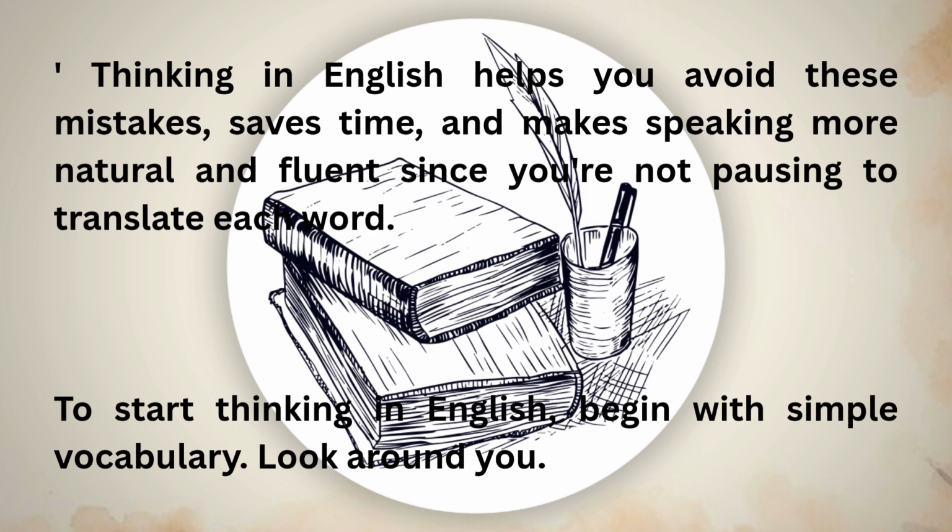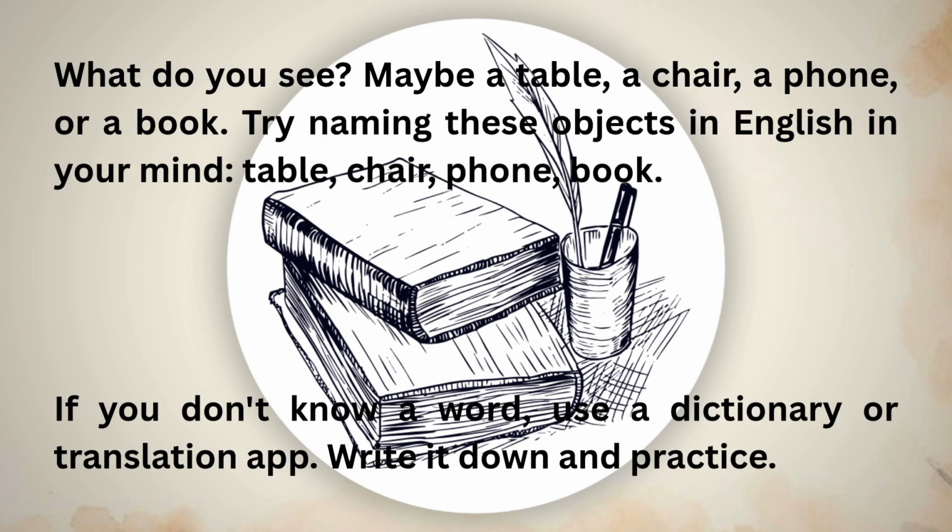To start thinking in English, begin with simple vocabulary. Look around you. What do you see? Maybe a table, a chair, a phone, or a book. Try naming these objects in English in your mind. Table, chair, phone, book. If you don't know a word, use a dictionary or translation app. Write it down and practice.